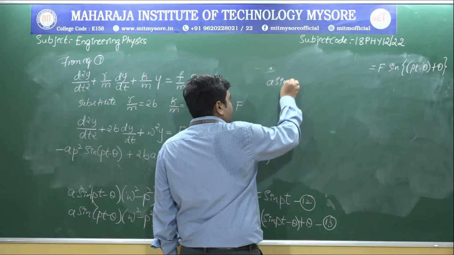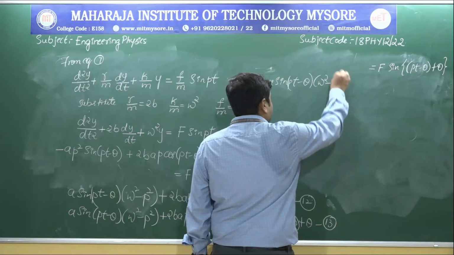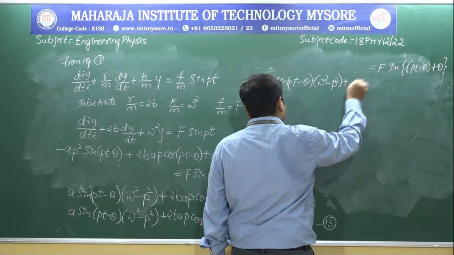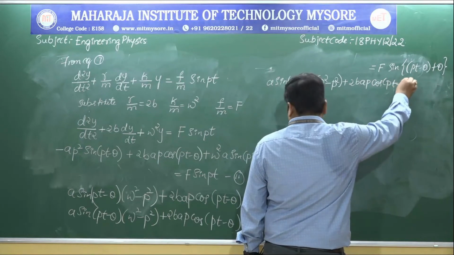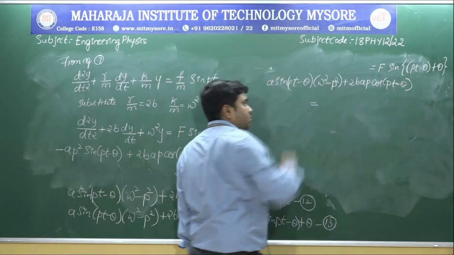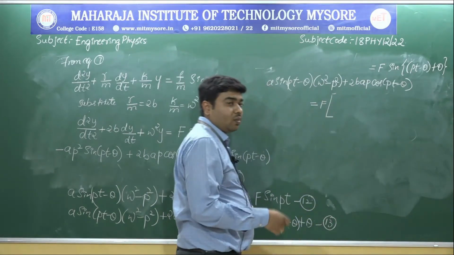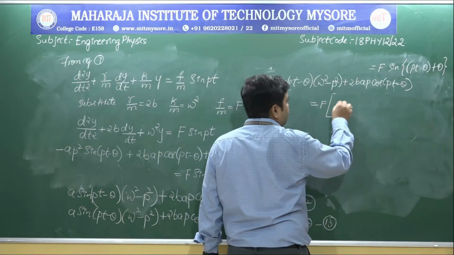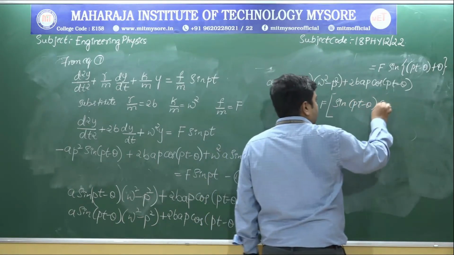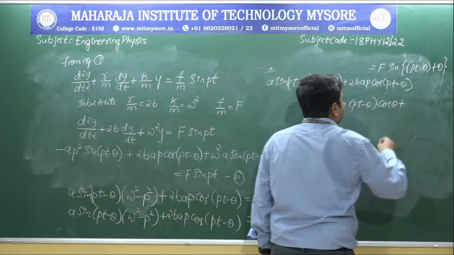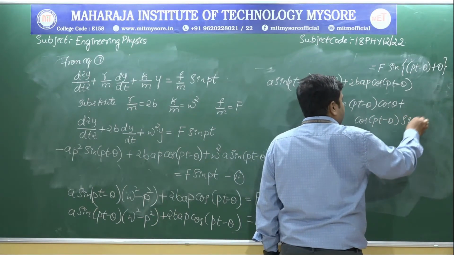A sin(Pt minus theta) into (omega square minus p square) plus 2b AP cos(Pt minus theta) is equal to, we will expand it, f into, in the form of sin of A plus B, sin(Pt minus theta) into cos theta plus cos(Pt minus theta) into sin theta.